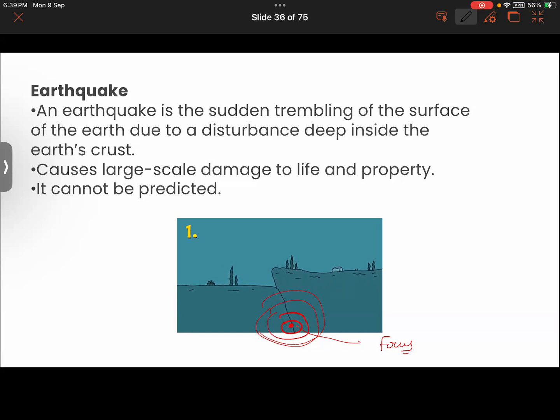What is epicenter? Sir, epicenter means that which less shaking is happening. No, that's not what epicenter is. Epicenter is the surface point exactly above the focus. It's basically a vertical point that is right above the focus. Yes, sir.